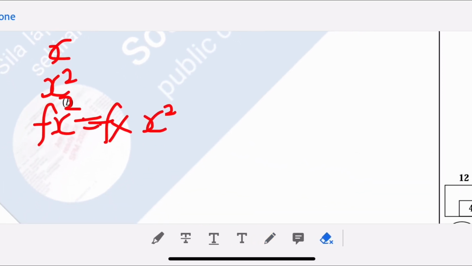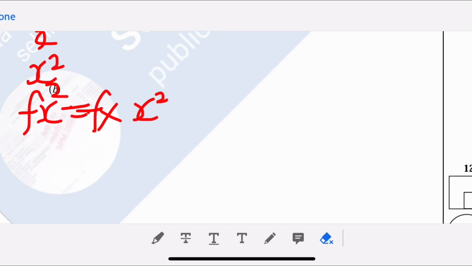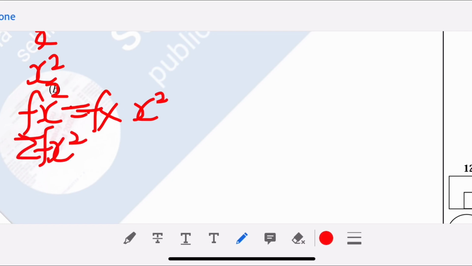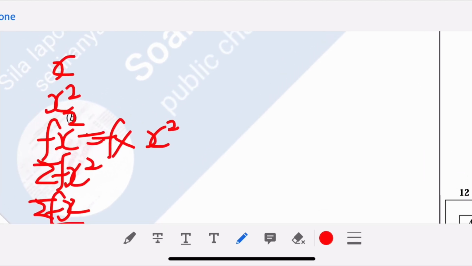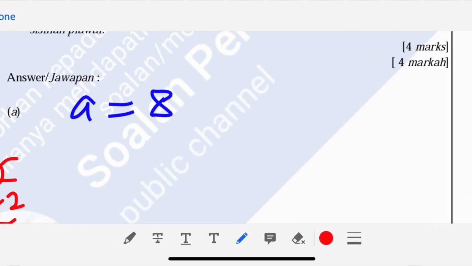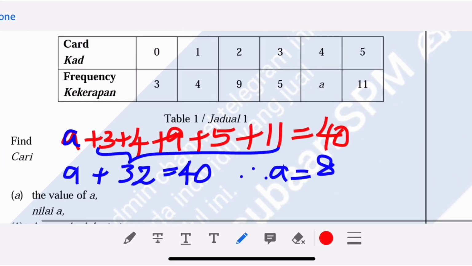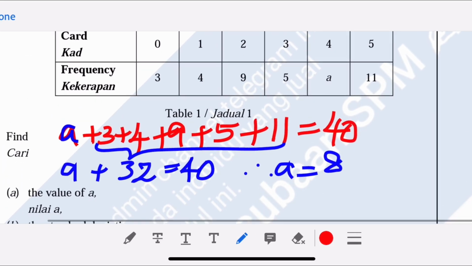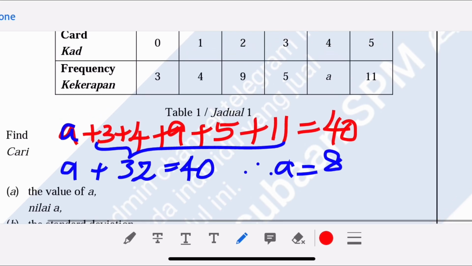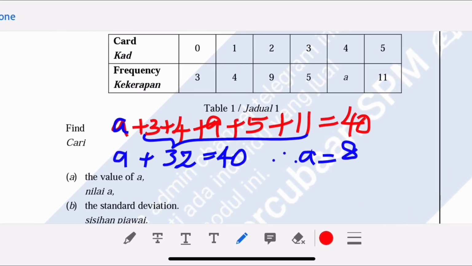Please bear in mind, this is a very common mistake. The frequency is not squared, only the score, the marks, you square. Then take the sum of the frequency times the score square. And the sum of the frequency times the score, over the number of data, is the mean. So we have to find the summation of frequency times the data square. Then we find the mean, and only then can we substitute into the formula.